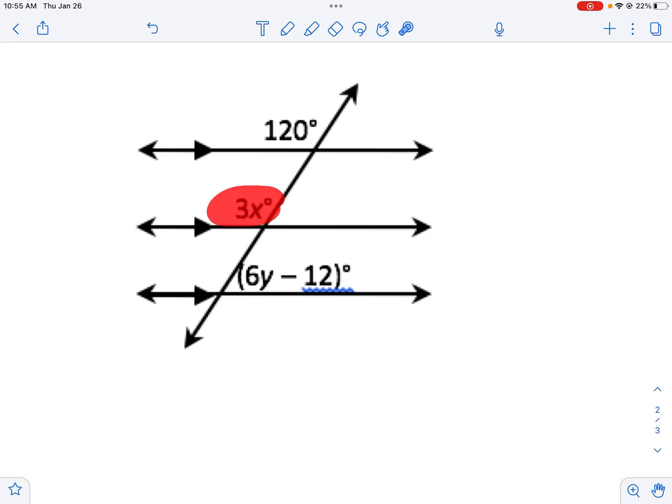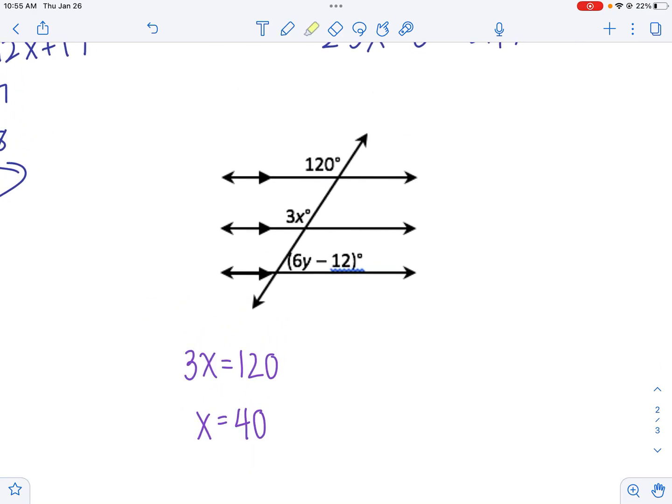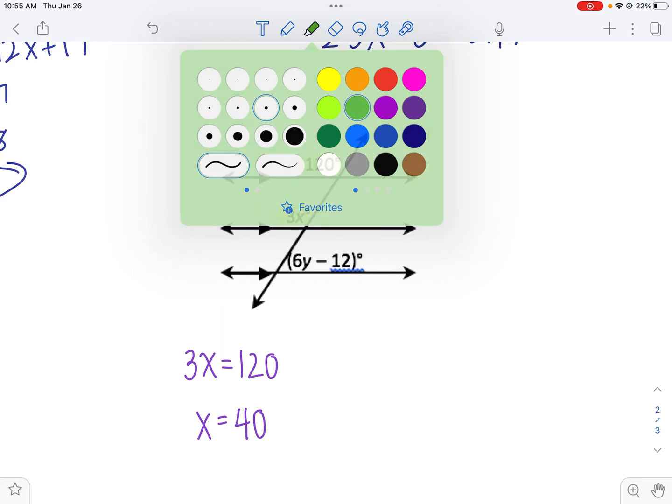So right here, if I'm going to solve for x, notice that they're both in the top left. Those are corresponding angles. So 3x would equal 120. That would make x equal 40. Remember to solve for one part at a time. So 3x I knew went with 120 corresponding, part equals part.